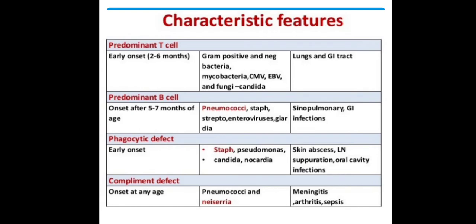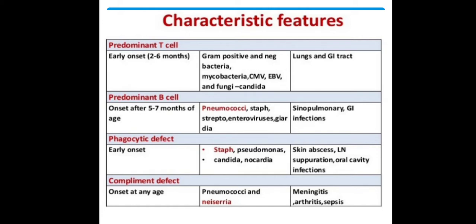So how do they present, each of these defects? T cell defects present early, even in the first month or second month of life. Why they are more dangerous is that they present early, even in the neonatal period, compared to B cell defects, which take around 5 to 7 months. T cell defects present early. B cell defects present late.